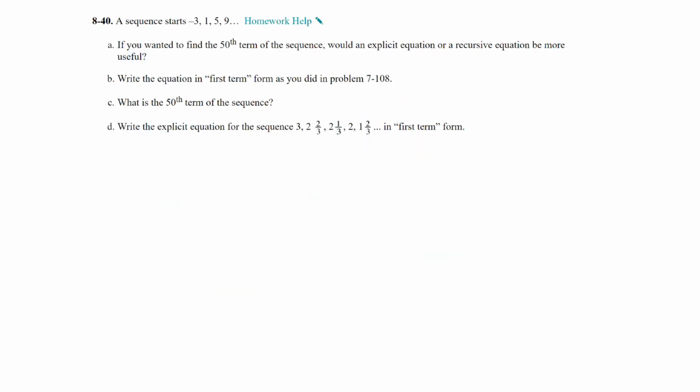A sequence starts negative 3, 1, 5, 9. If you wanted to find the 50th term of the sequence, would an explicit equation or recursive equation be more useful? And so for this one, it would be the explicit equation, because that allows us to find the 50th term by just plugging in 50, where recursive we would need the 49th, 48th, and so on. B, write an equation in first term form.